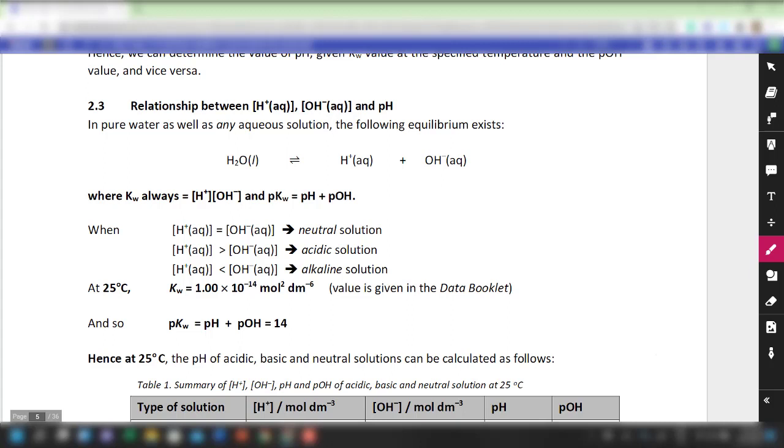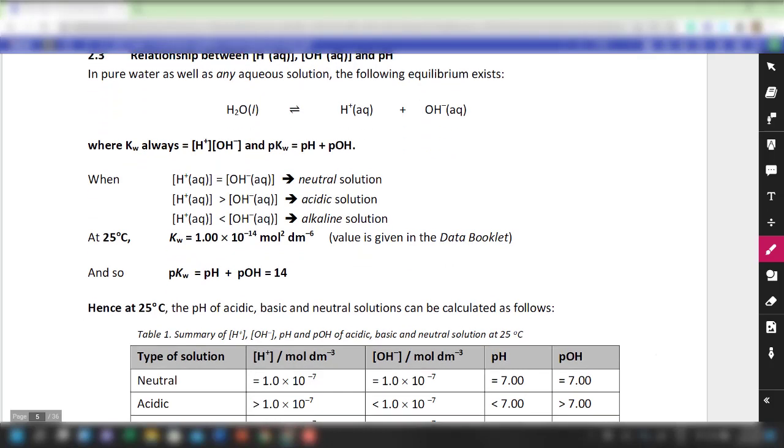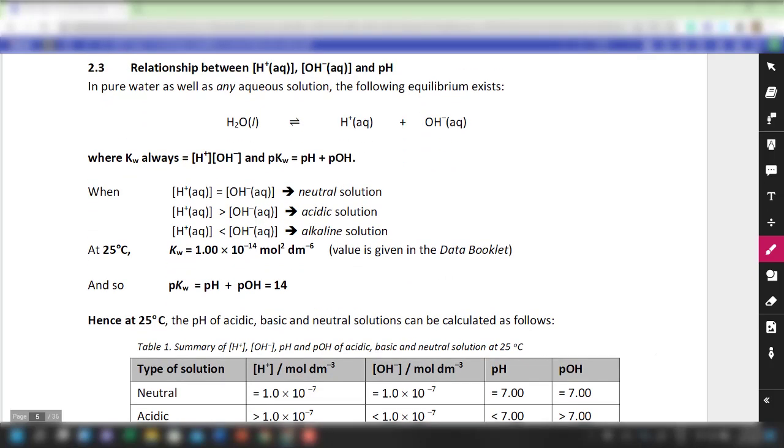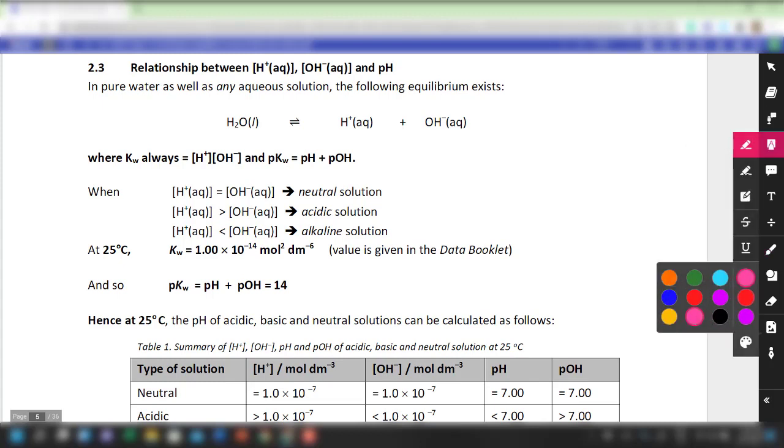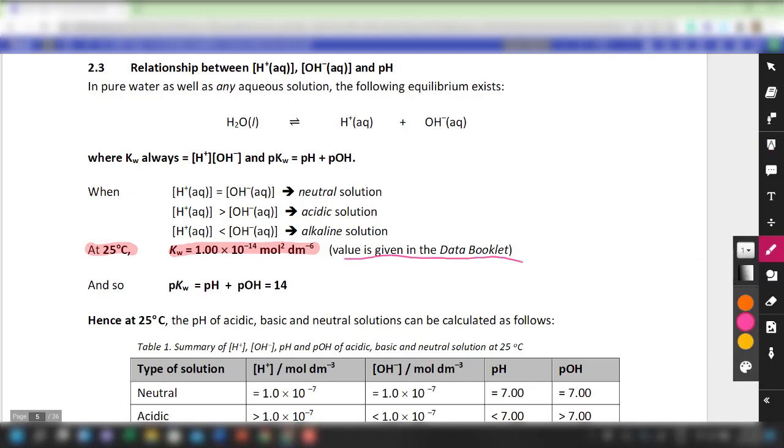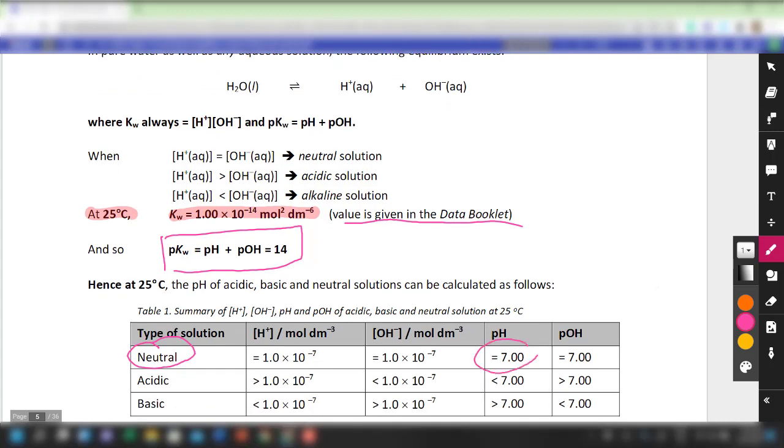If you have heard me earlier on, some of the things I'm going to mention here will be obvious to some of you. As I said earlier, and it also appears in your data booklet, at 25 degrees Celsius standard condition, Kw is 10 to the power minus 14. This value is given in the data booklet, on the second page. Therefore when you express it, pKw is equal to pH plus pOH, and this is equal to 14. That is why for a solution that is neutral at 25 degrees Celsius, we say that is pH 7.